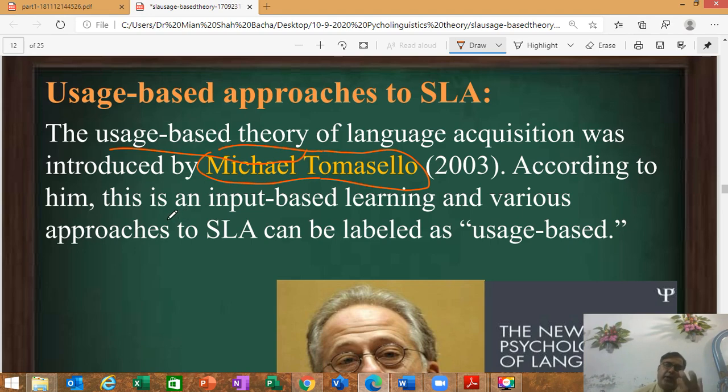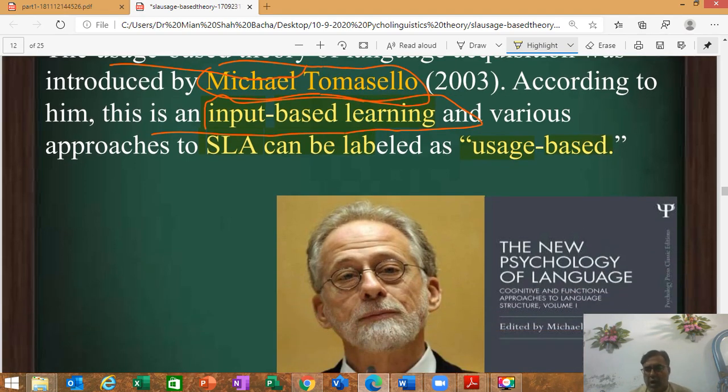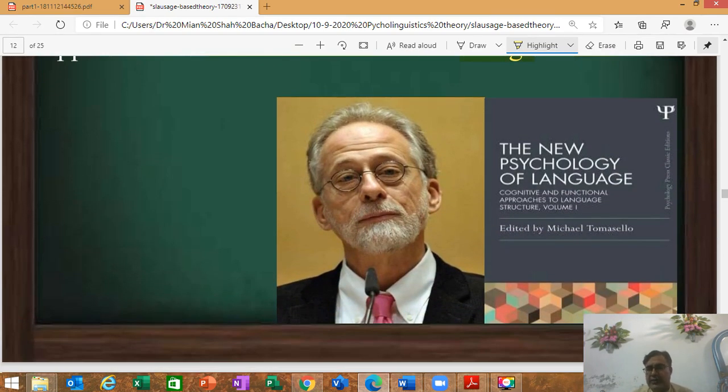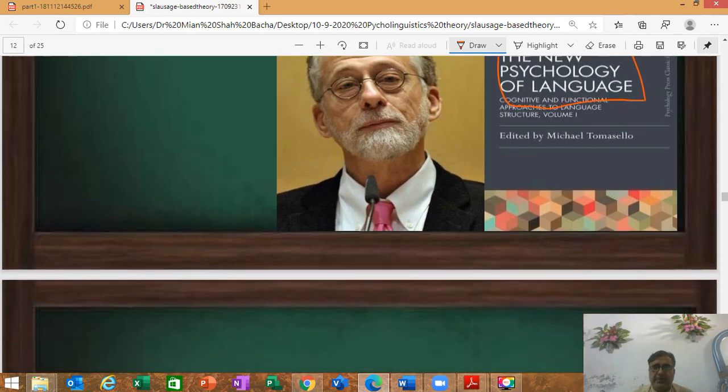According to him, this is input-based learning. You have to look at this. This is input-based learning, and various approaches to SLA can be labeled as usage-based. This is actually the new psychology of language, edited by Michael Tomasello.